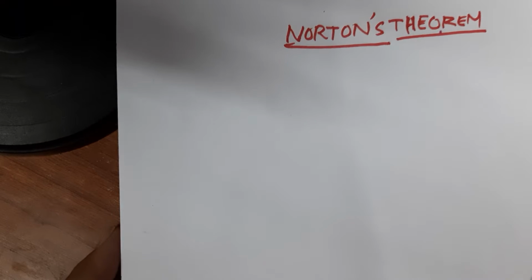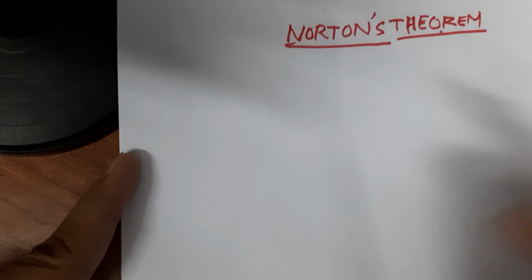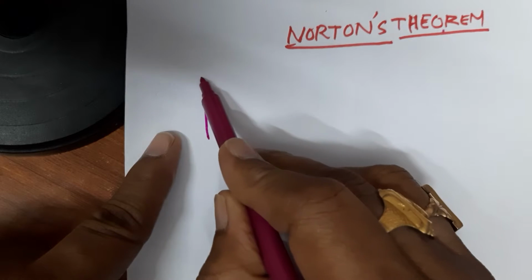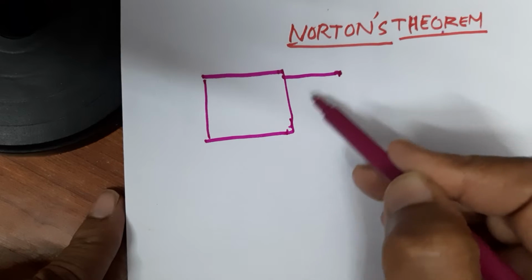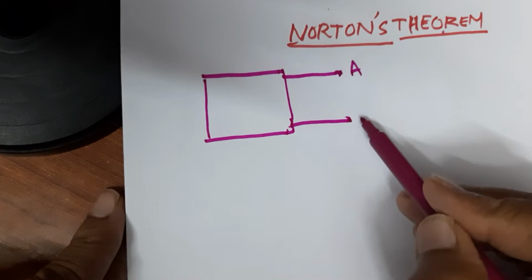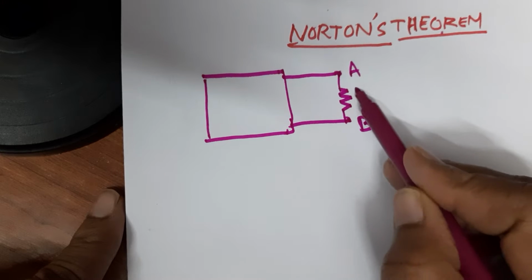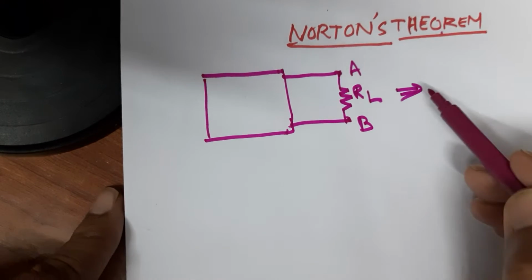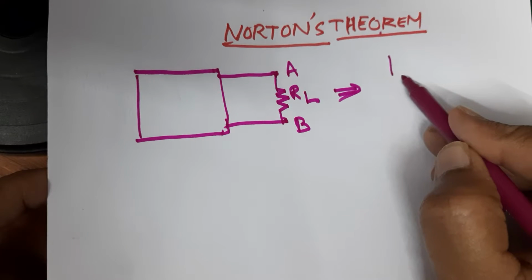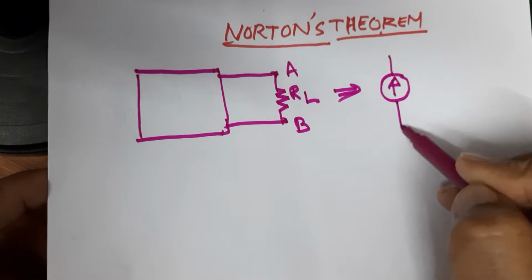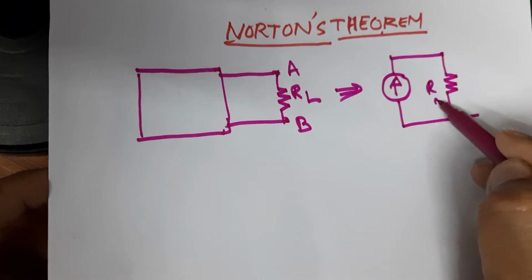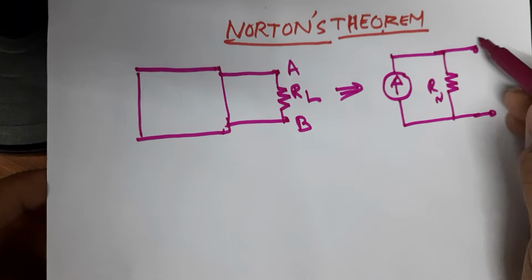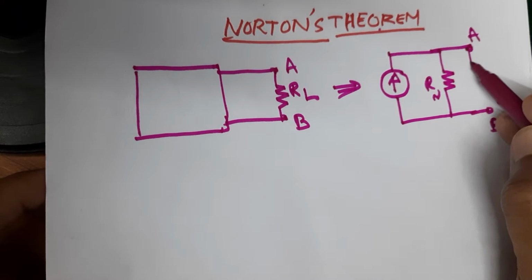My dear students, today I am going to explain another network theorem, that is Norton's theorem. Norton's theorem states that any two-terminal linear active bilateral network can be replaced by an equivalent circuit consisting of a Norton current source in parallel with a Norton resistance connected across the same two terminals, that is A and B, with a load resistance.